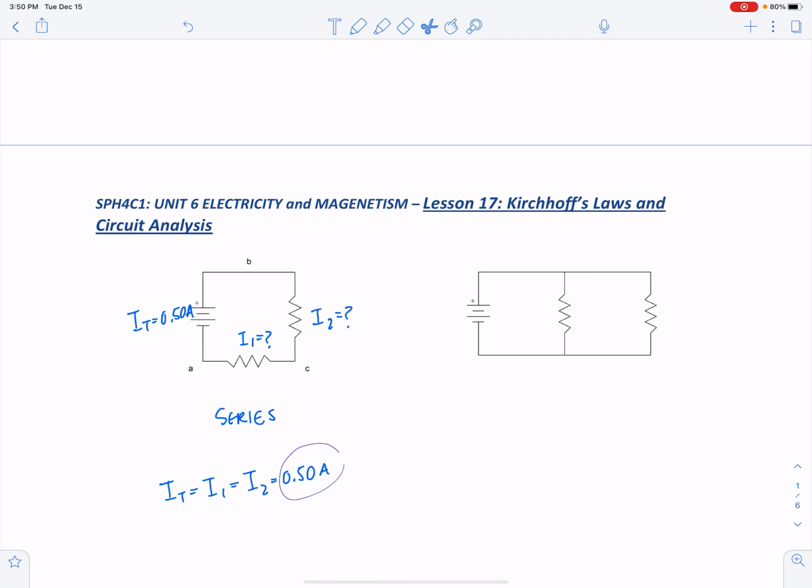So the current past the battery is 0.50 amps. The current along this conductor is 0.50 amps. The current at point 2 and the current at point 1 is constant. No matter how many loads you place in the circuit, the current in a series circuit will remain constant.